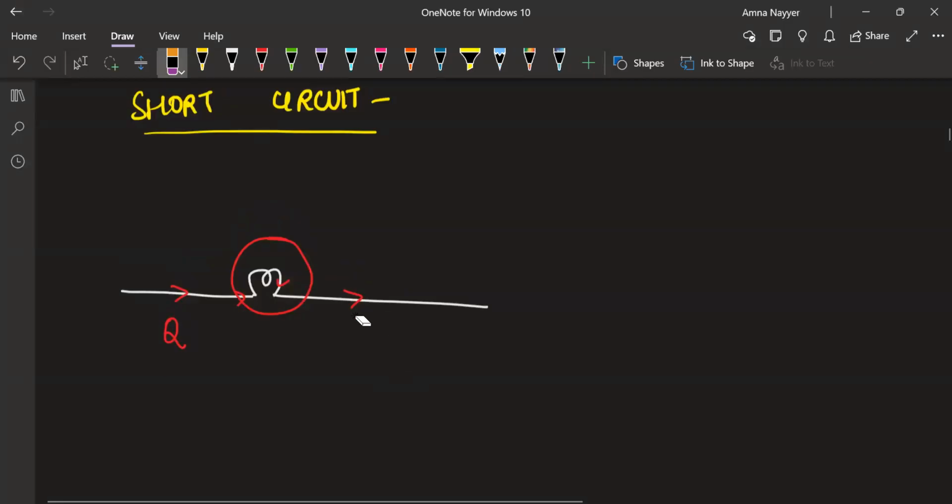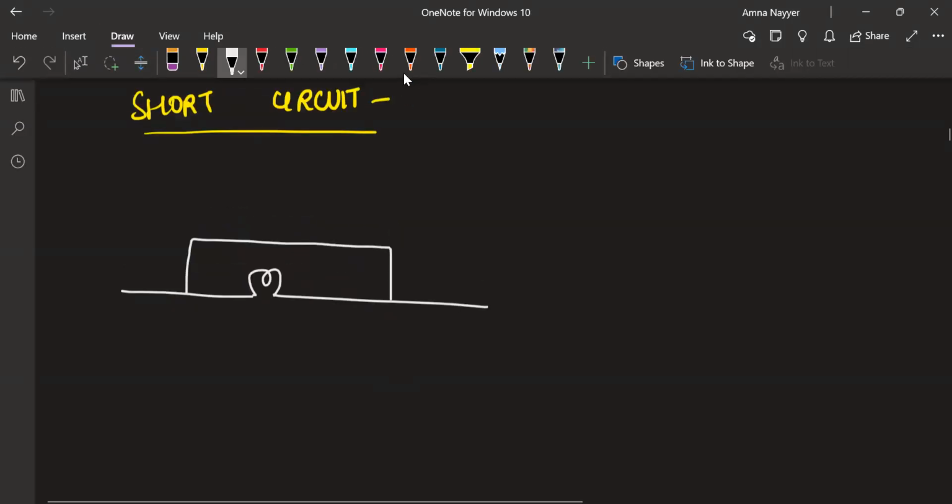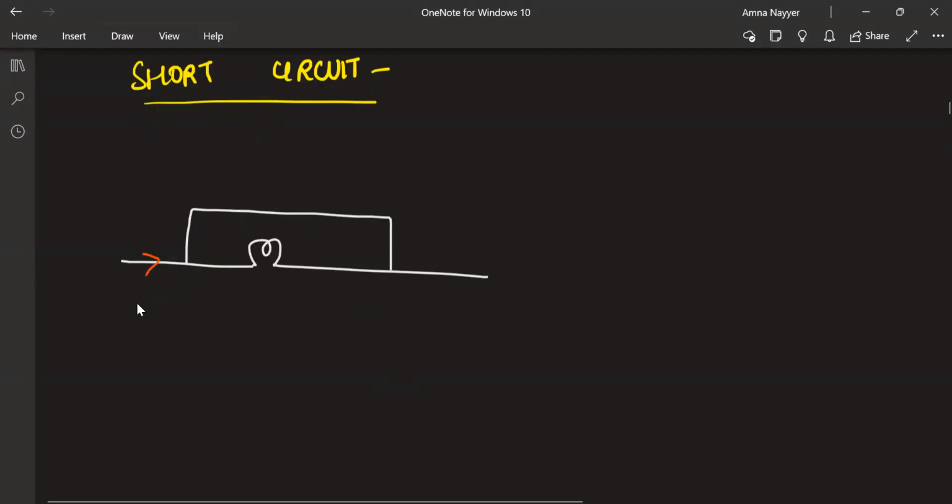Yes, ma'am. But what if I connect one more wire like this? Now what will happen? All the charges that have to come, instead of going straight through the bulb, will go across this wire like this. And if the current flows from this path, then what will happen? The bulb will not glow.